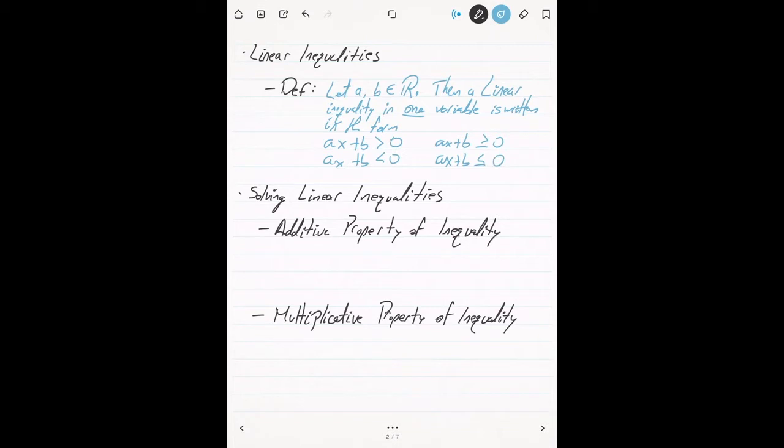So if you're going to have a linear inequality in one variable, it needs to be written in one of these four forms. Or I should say, you can manipulate it to get it into one of these four forms. The big takeaway here is that you have one variable and you're using one of these inequality signs. That's the important idea.